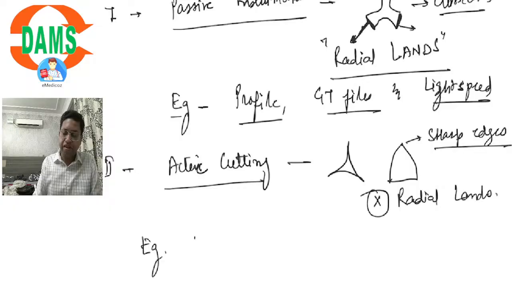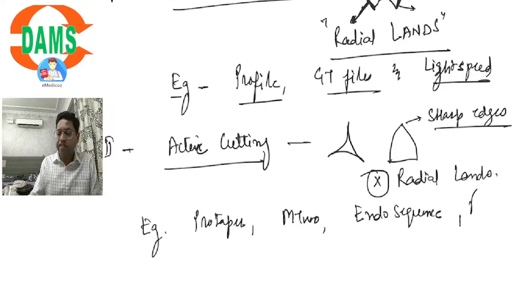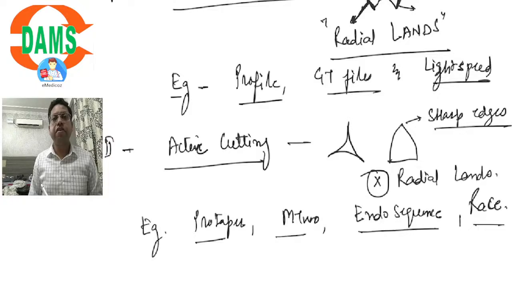Prominent examples are ProTaper, M2, EndoSequence, Race, like this. These are the prominent commercially available instruments which are placed under second generation because they are active cutting.